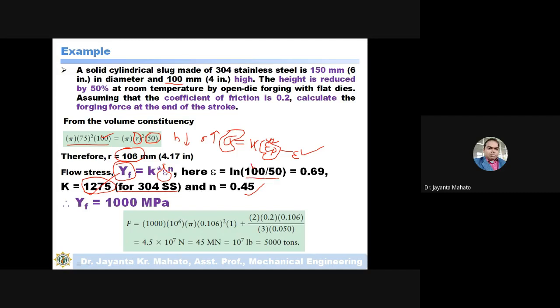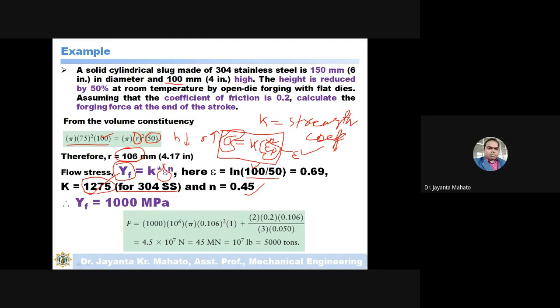For the initial length, yes, what is K here, sir? K, yes, I am telling. K is called the strength coefficient. It is a constant, the strength coefficient. So actually, this formula is the Holloman formula, the Holloman equation.